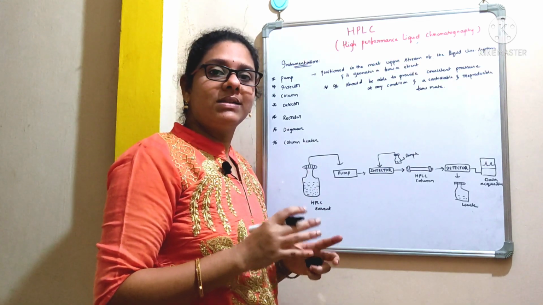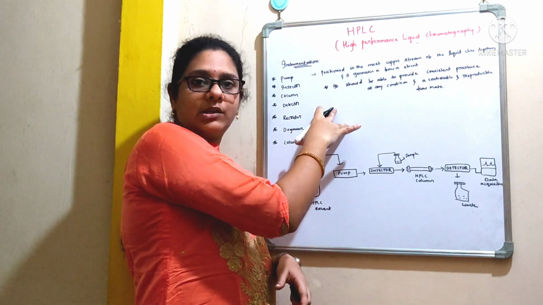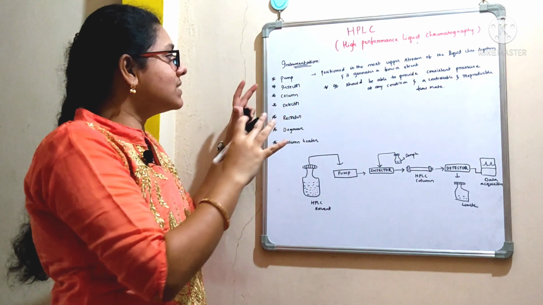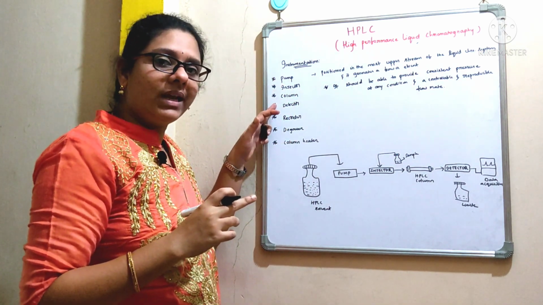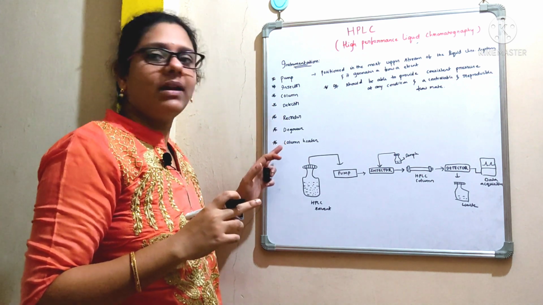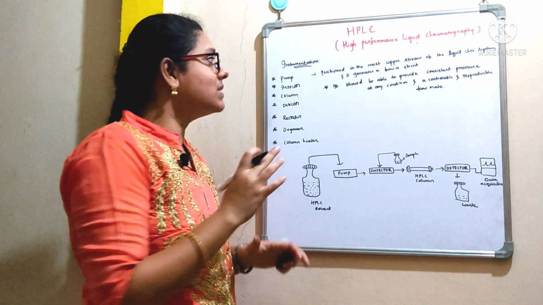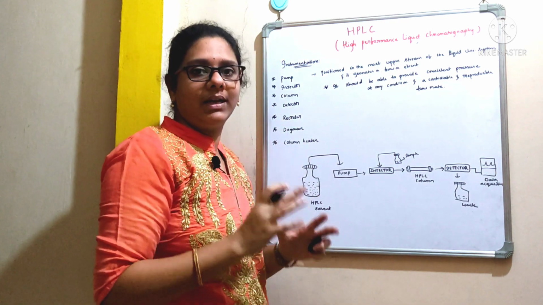Now let us discuss the instrumentation of this HPLC. This HPLC system consists of a pump, injector, column, detector, recorder, degasser and a column heater. Now let us discuss each of them in detail.